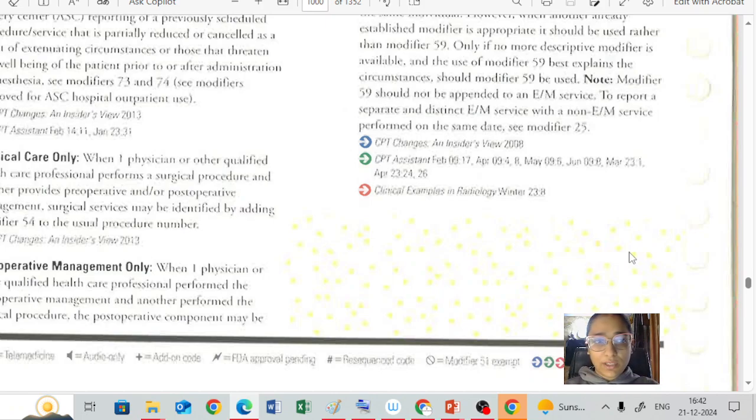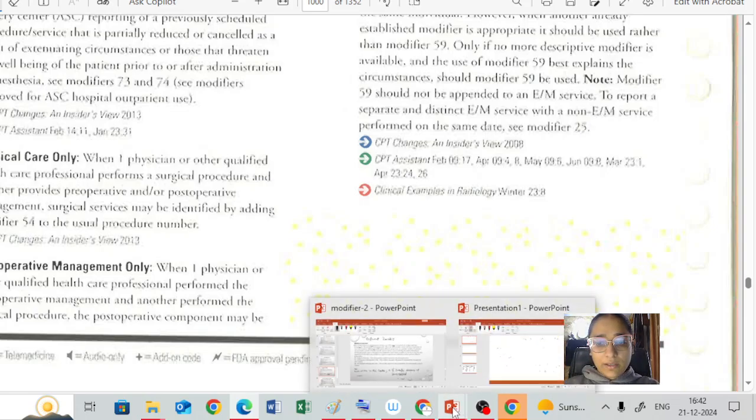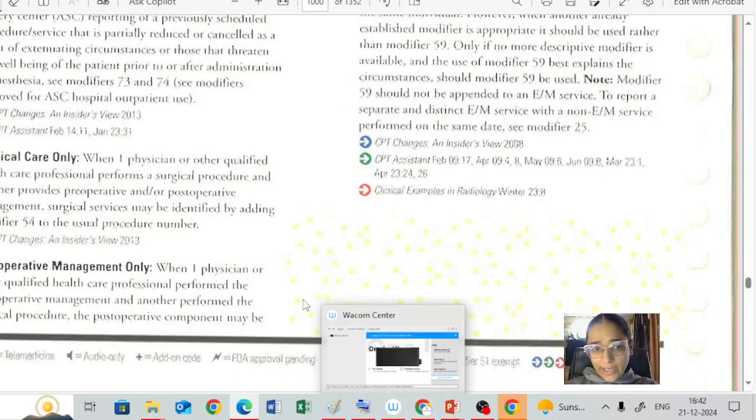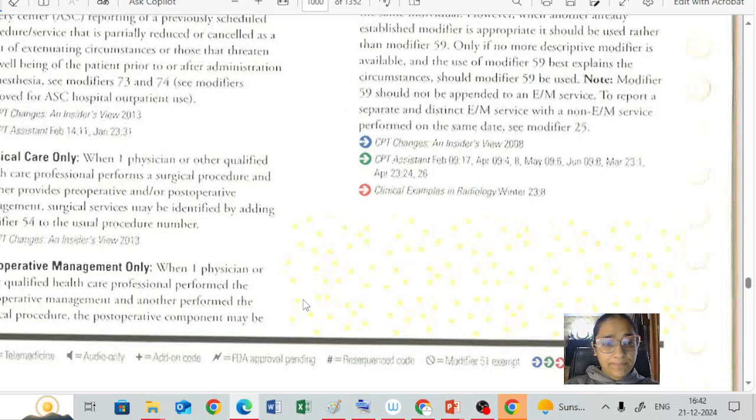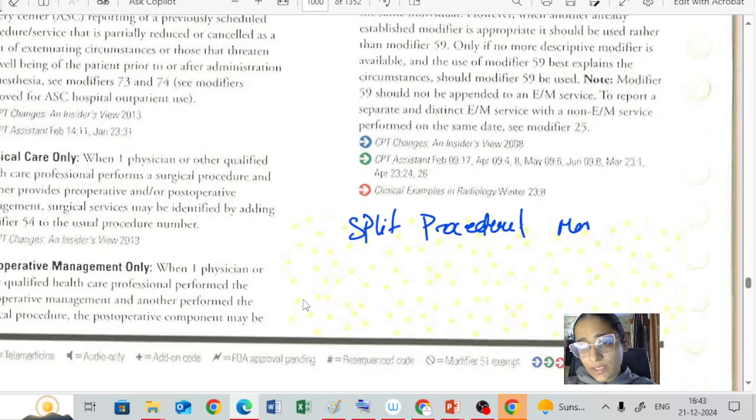Today we are going to learn about the modifiers 54, 55 and 56. So let's take a brief look and understand what they are. 54, 55, 56 are known as split procedural modifiers. So these are the split procedural modifiers.